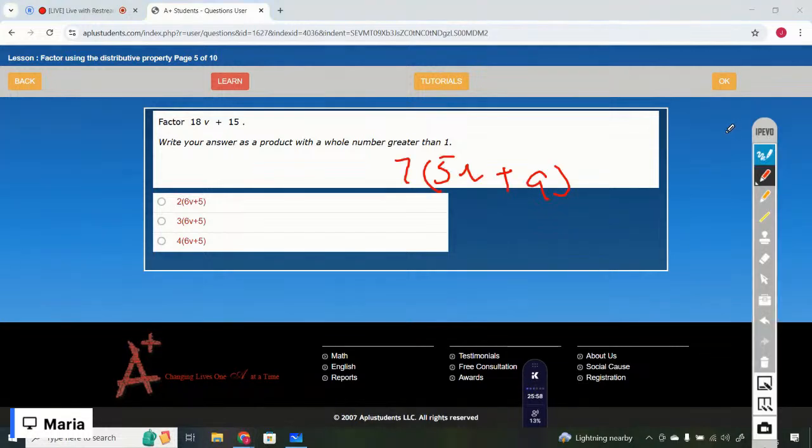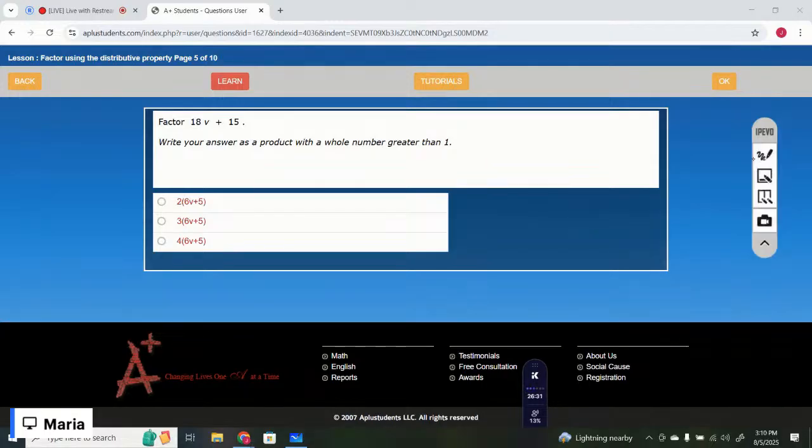Factor 18v plus 15. So 3 is the common factor. That is 3 times 6 is 18. 3 times 5 is 15. So option number 2 is the correct option. That is 3 times 6v plus 5.